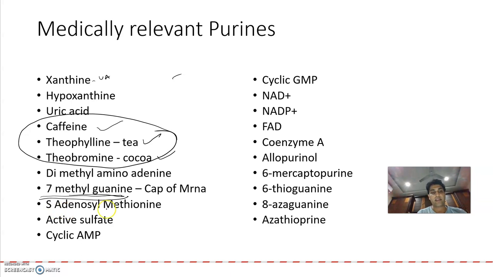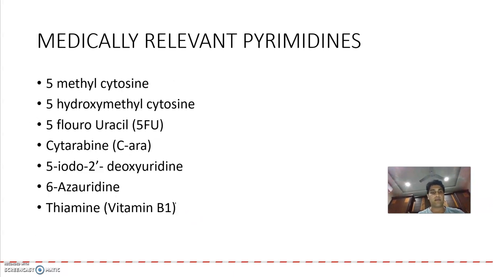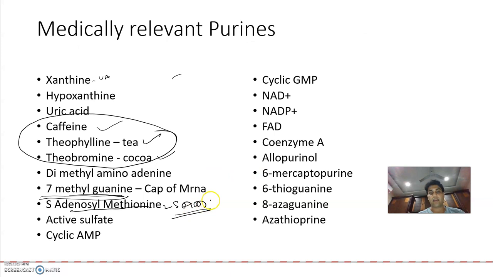Then we have S-adenosylmethionine, or Uncle Sam, which we have seen in one-carbon folate metabolism. S-adenosylmethionine is formed from methionine, and this is the methyl donor of the body. Then active sulfate, which is a sulfate donor. Cyclic AMP and cyclic GMP, these are second messenger systems. Specifically, cyclic GMP acts with nitric oxide.